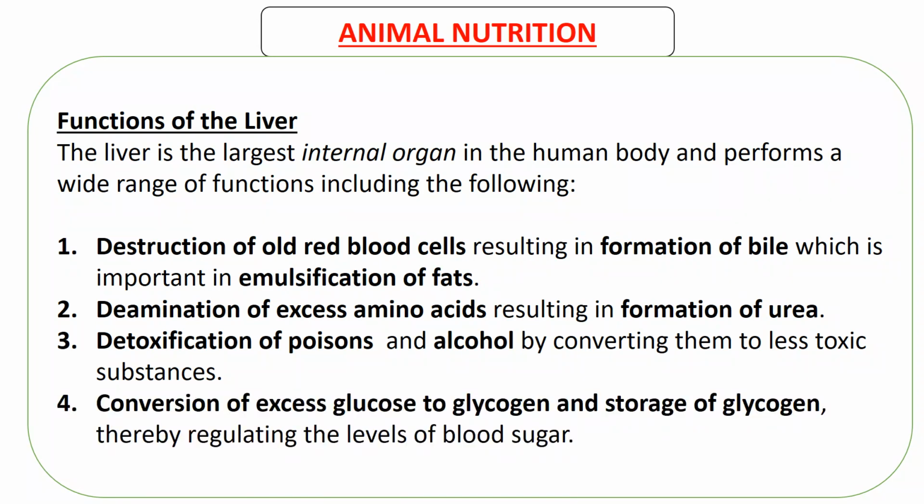The fourth function is conversion of excess glucose to glycogen and storage of glycogen, thereby regulating the level of blood sugar. This one we've also discussed. The reason why excess glucose is converted to glycogen is to make sure that there is a balanced level of blood sugar. Too much blood sugar can cause sugar disease.